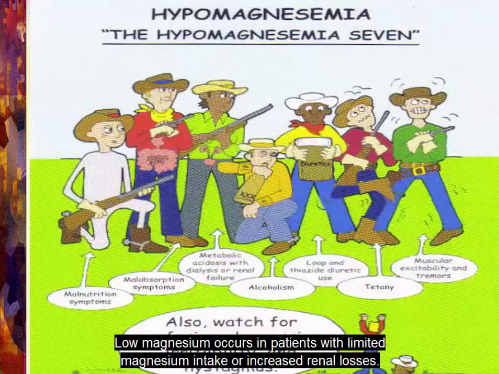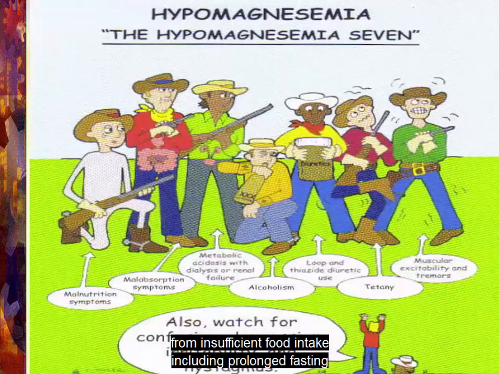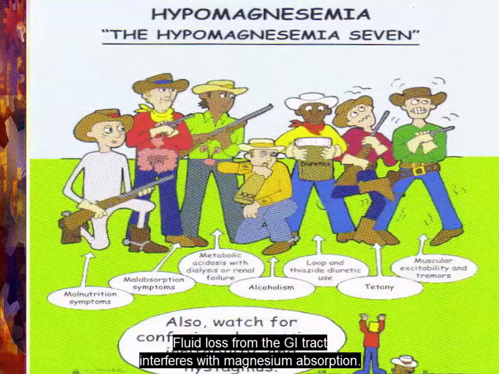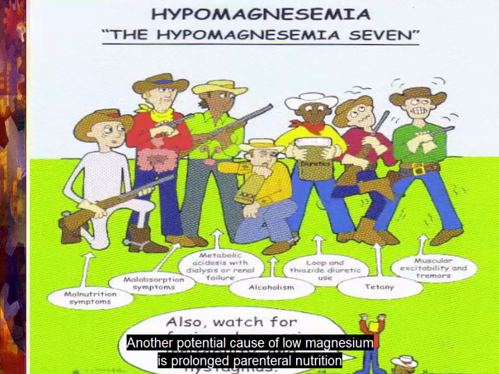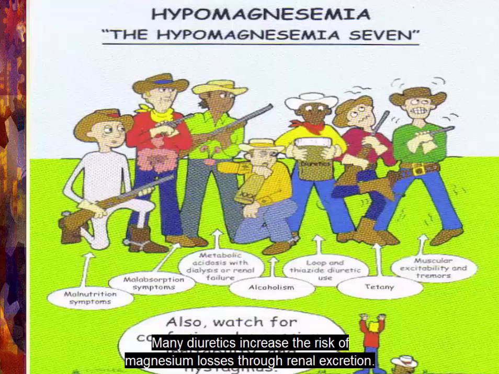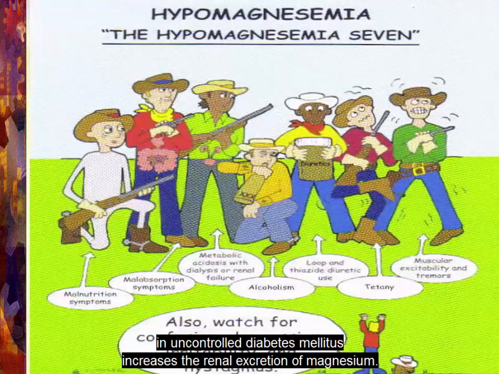Low magnesium occurs in patients with limited magnesium intake or increased renal losses. Major causes of low magnesium come from insufficient food intake, including prolonged fasting or starvation and chronic alcoholism. Fluid losses from the GI tract interfere with magnesium absorption. Another potential cause of low magnesium is prolonged parenteral nutrition without magnesium supplementation. Many diuretics increase the risk of magnesium losses through renal excretion. In addition, osmotic diuresis caused by high glucose levels in uncontrolled diabetes mellitus increases the renal excretion of magnesium.